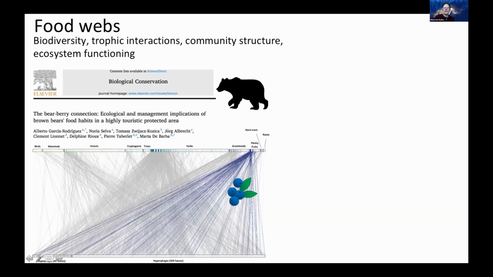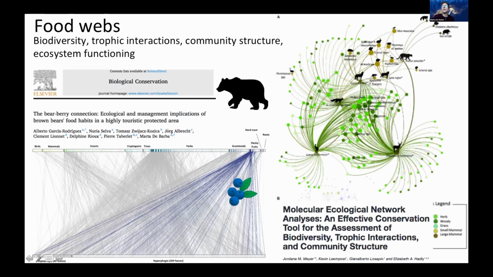And we are highlighting here the trophic interactions with a key species that we're interested in, the bilberry, which is a species of economic interest. So we use this result to emphasize the role of the brown bear in providing an important ecosystem service, which is the seed dispersal of these important species.